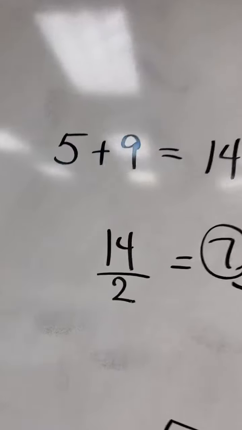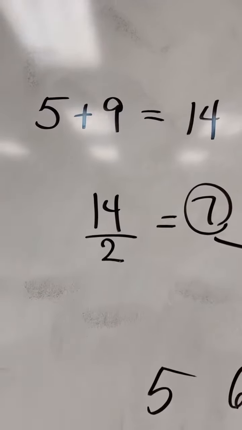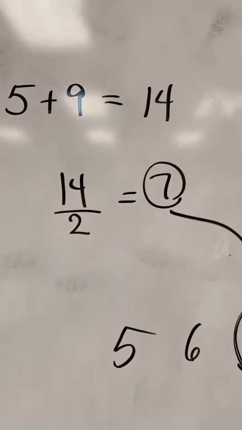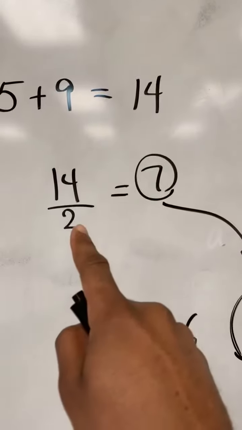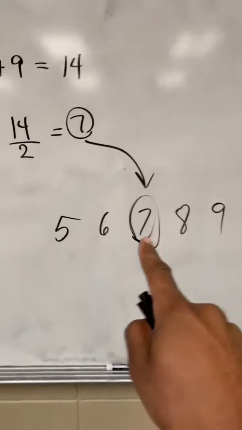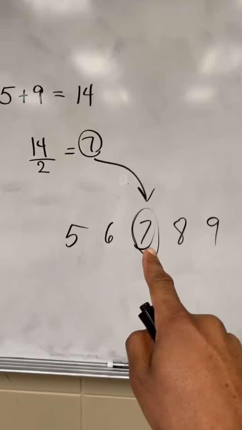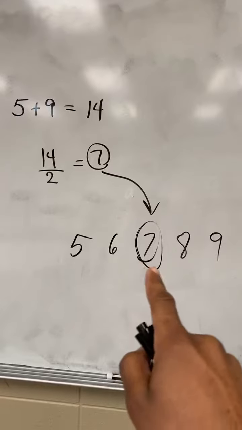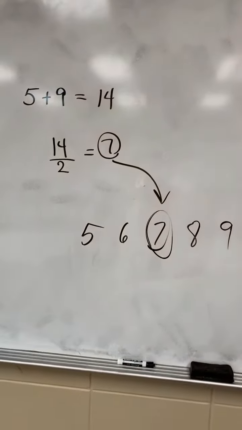Since we were trying to find what's halfway in between 5 and 9, we add 5 and 9 and get 14. Whatever that answer is, we divide it by 2 and we get 7. That's why we're able to know that 7 sits in the middle. And this works every single time you're asked about something that's halfway in between.